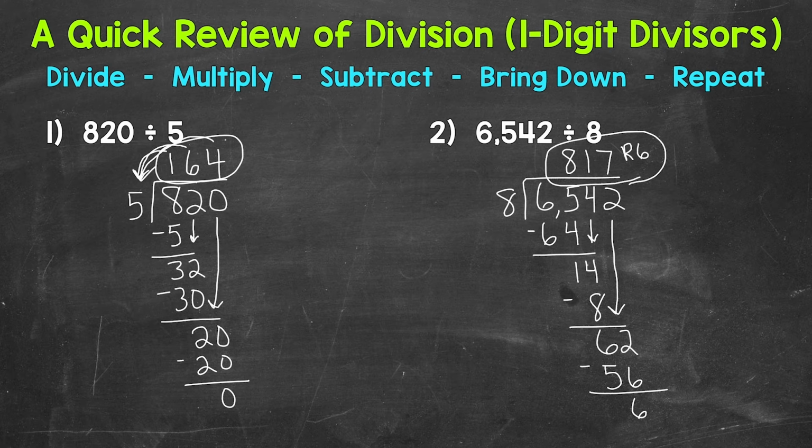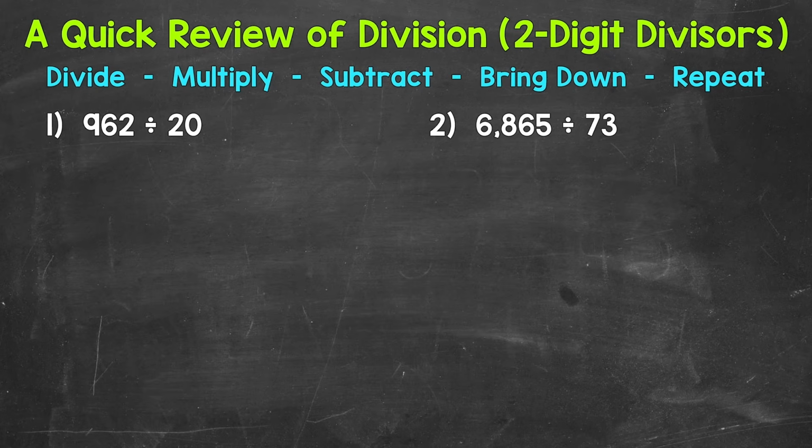So that's how we divide by a 1-digit divisor. Let's move on to dividing by 2-digit divisors. So here are our examples of dividing by a 2-digit divisor. Let's jump into number 1, where we have 962 divided by 20.